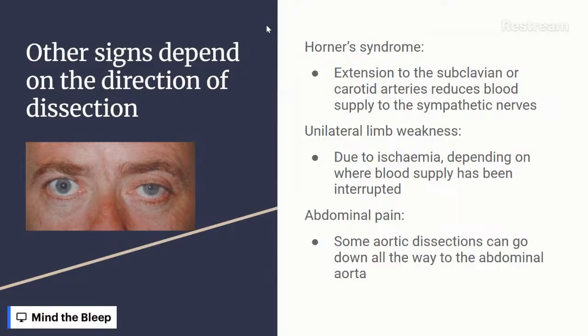You could get unilateral limb weakness, and again, that's going to be due to ischemia, depending on where the blood supply has been interrupted. So again, perhaps based on the Stanford classification, for example, if it's a type A or type B aortic dissection, then that will maybe give you a different presentation in terms of the limb weakness that you might suspect. And of course, you could get abdominal pain if the aortic dissection has gone all the way down to the abdominal aorta.